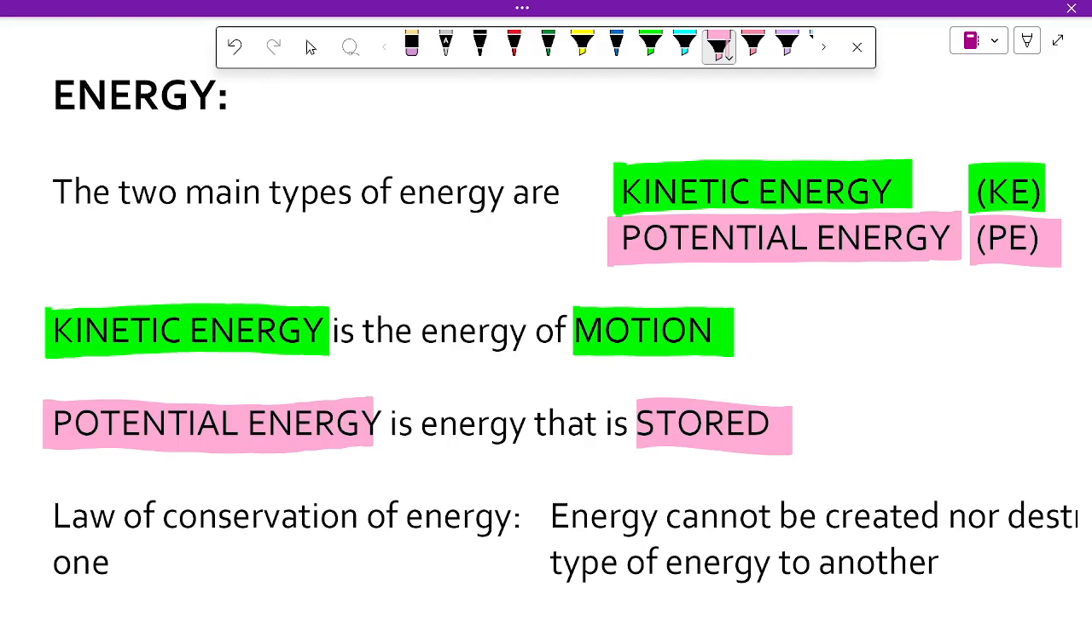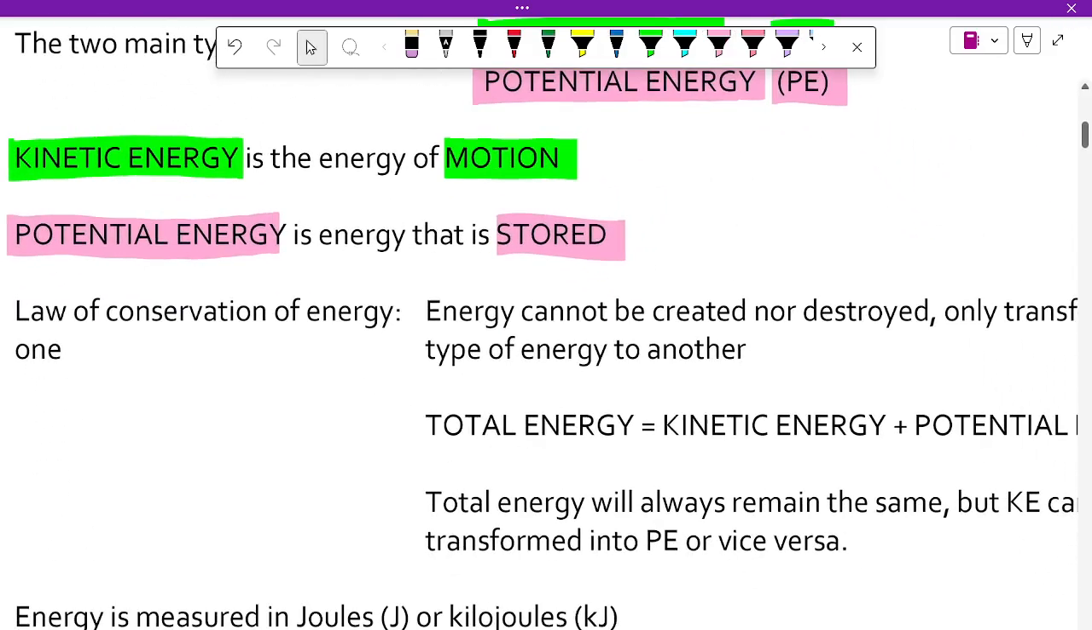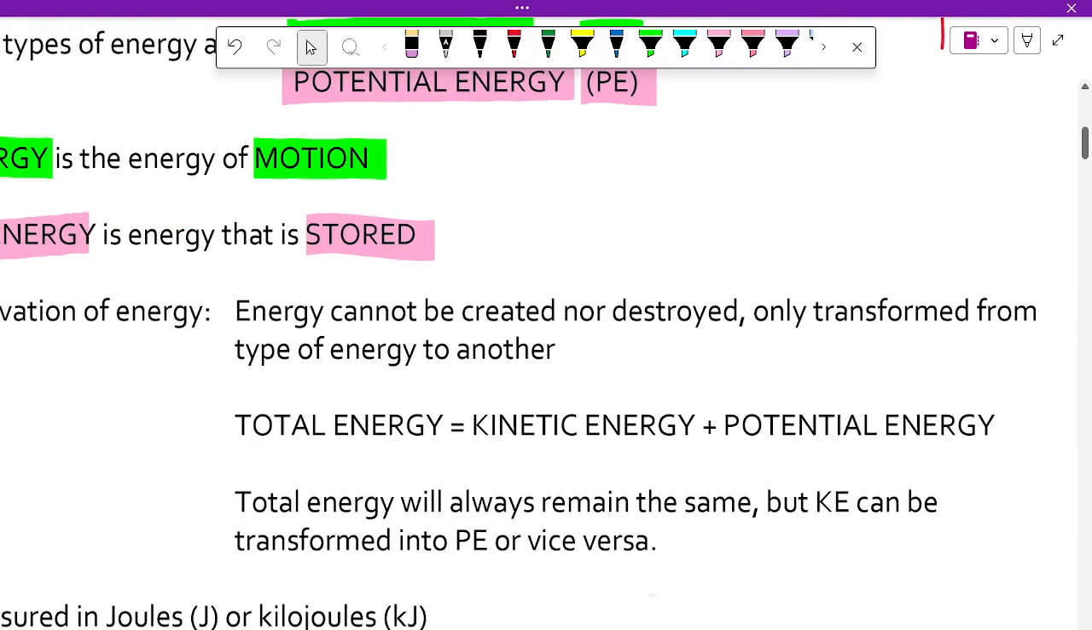Do you guys know the law of conservation of energy? It cannot be created, it cannot be destroyed, it can only be converted from one form to another. So the total energy will always stay the same. Kinetic energy can be transformed into potential energy, and potential energy can be transformed into kinetic energy, backwards, forwards, whatever.